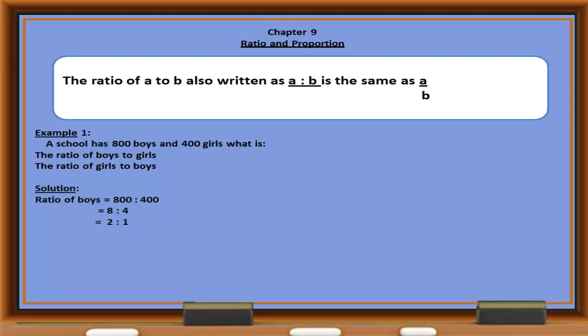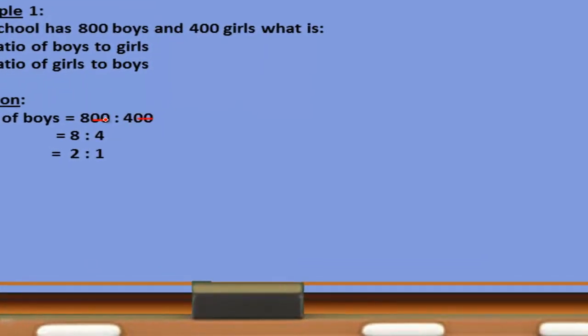Solution. Ratio of boys to girls: 800 colon 400. We can simplify just 2 zeros, then it will be 8 colon 4. And we simplify this also by 4. 8 by 4 is 2, 4 by 4 is 1. The ratio is 2 to 1.